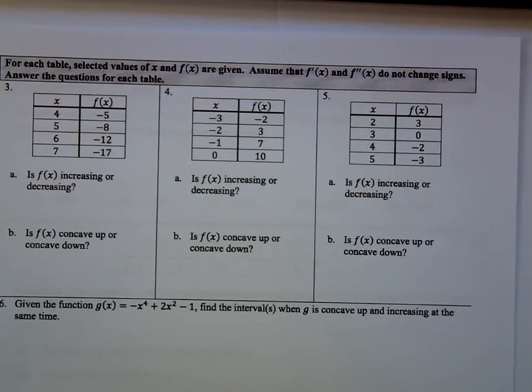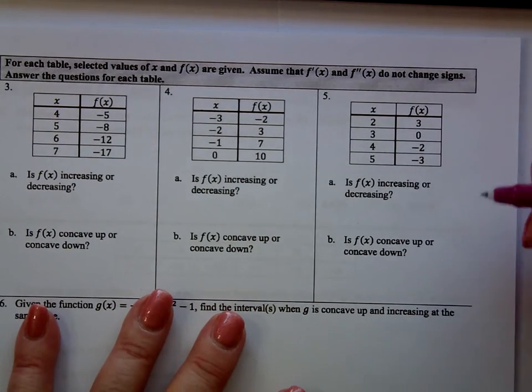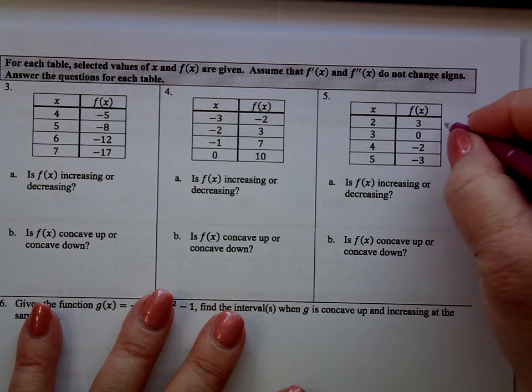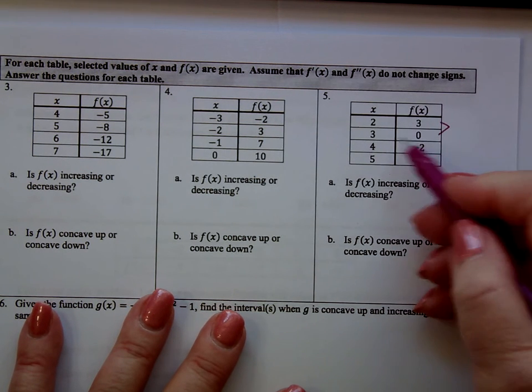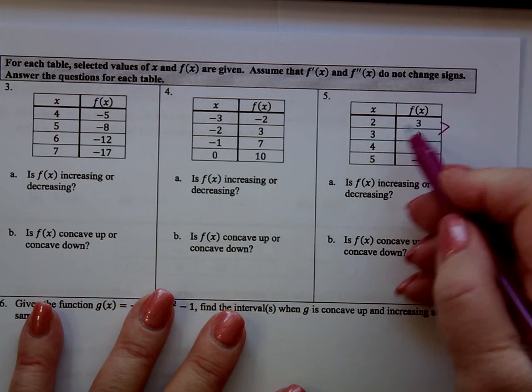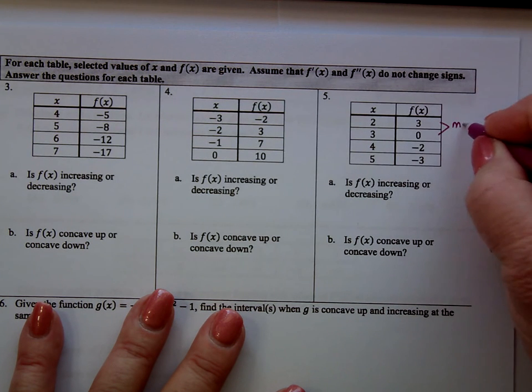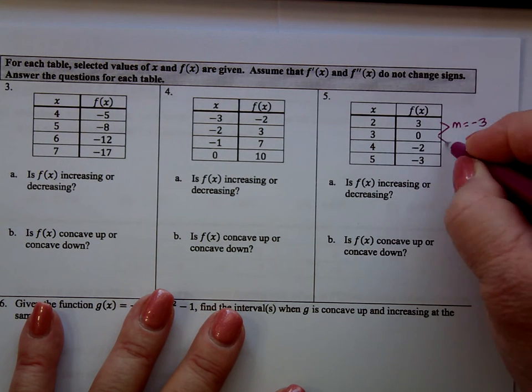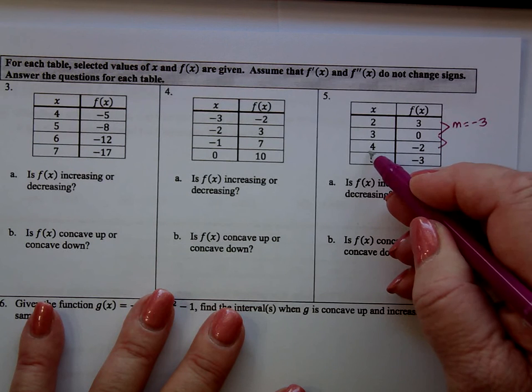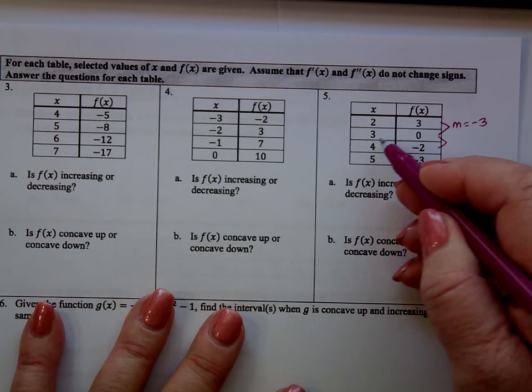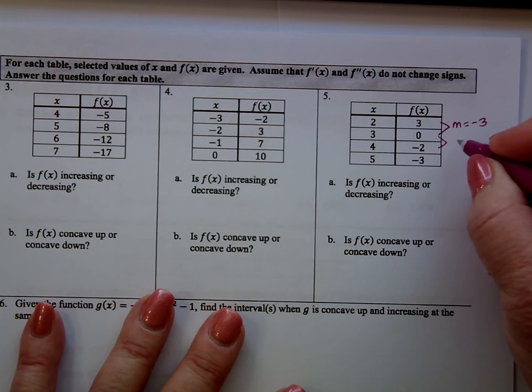Same kind of questions. Is this increasing or decreasing? And so they want us to think slopes. Let's see if I've got it here. 0 minus 3 is negative 3 over 1, gives me a negative 3. Negative 2 minus 4 is negative 6 over negative 3. Negative 6 over negative 3 is 2.